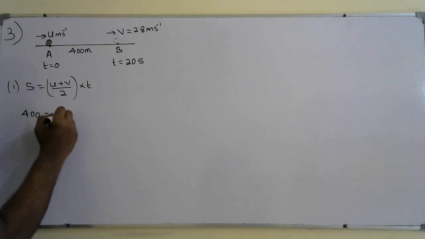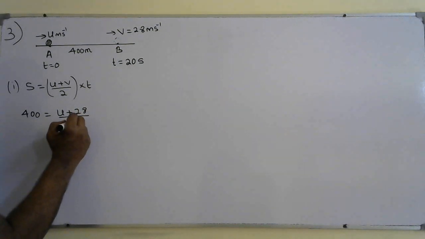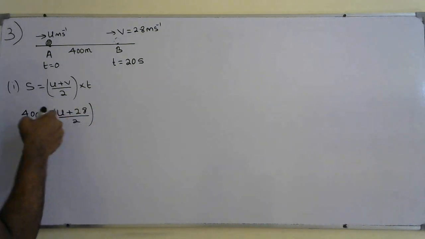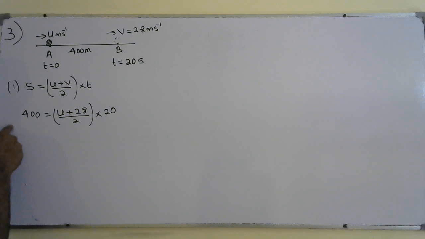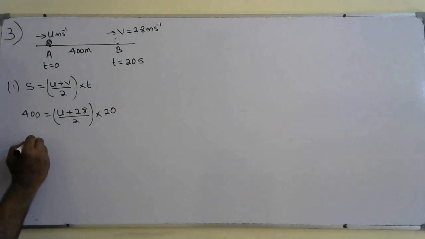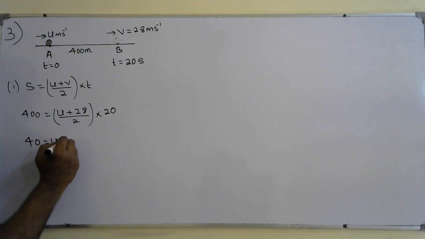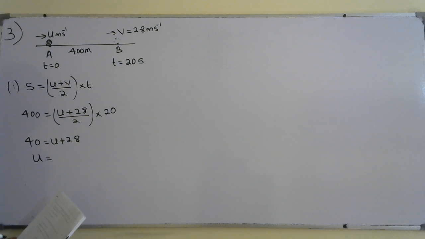We need to find u. The final velocity is 28, over 2. The time taken to change the velocity from u to 28 is 20 seconds. That is the t. Solve it: 400 divided by 10 is 40. So 40 is equal to u plus 28. So u will be equal to 12 meter per second.